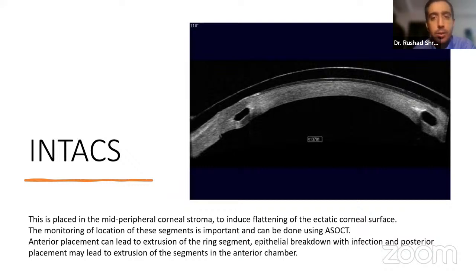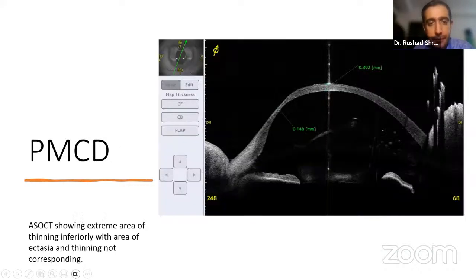So you're trying to flatten the conical area, which is central or just paracentral, by placing these beyond that. This is a very effective treatment option, especially in cases where post LASIK you have developed an ectasia, or a bulging forward of the cornea. So this is basically one of the treatment modalities for improving the vision in keratoconus patients. What you can also see in this ASOCT image is this hyper reflective line on top. That is actually a bandage contact lens above the level of the epithelium that you can see over here.